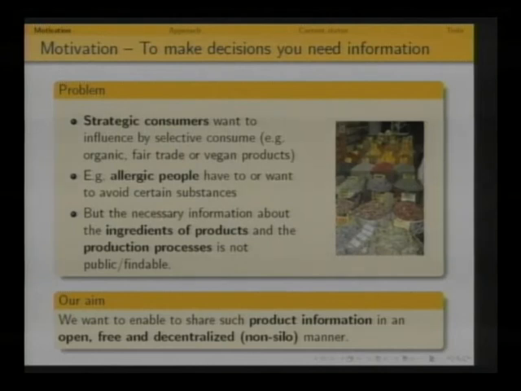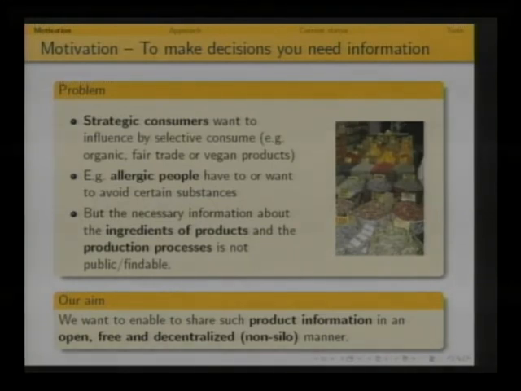So, there are so-called strategic consumers out there, and maybe you are one of those, who want to make the world a better place by consuming more selectively. For example, just buying organic food or fair trade food or fair trade materials or vegan products. And there are, for example, people who are sick, so they are allergic to certain things and have to avoid them or want to avoid them. The problem is this information about the products is not really out there.